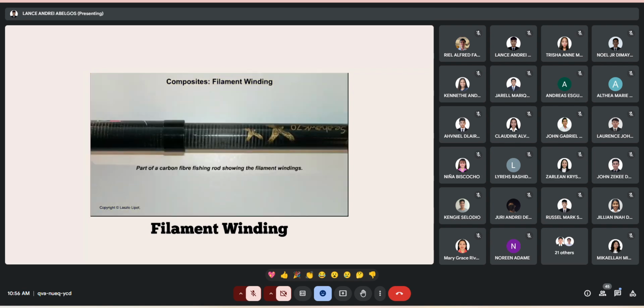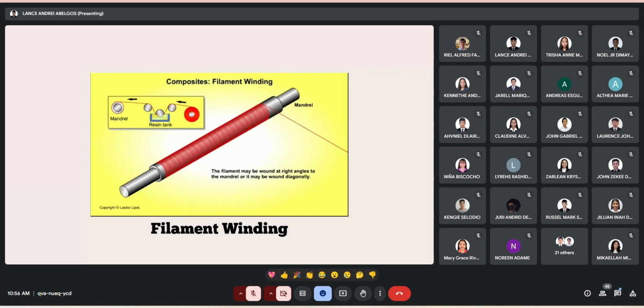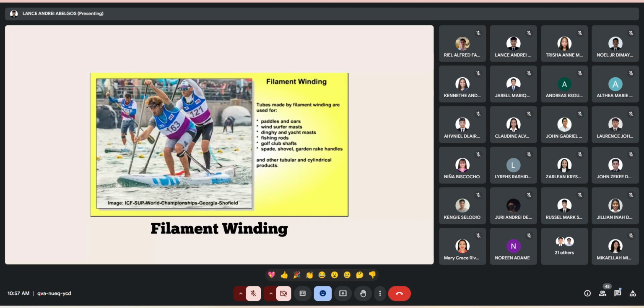The filament windings can be clearly seen on this carbon fiber fishing rod. Filaments can be wound onto the mandrel at right angles to it, and filaments can be wound diagonally. Multiple layers may be laid in opposite directions so that each layer reinforces the one next to it. Tubes made by filament winding are used to make paddles and oars, windsurfer masts, dinghy and yacht masts, fishing rods, golf club shafts, spade, shovel and garden rake handles, and other tubular and cylindrical products.